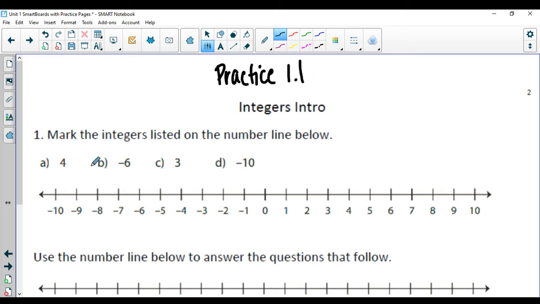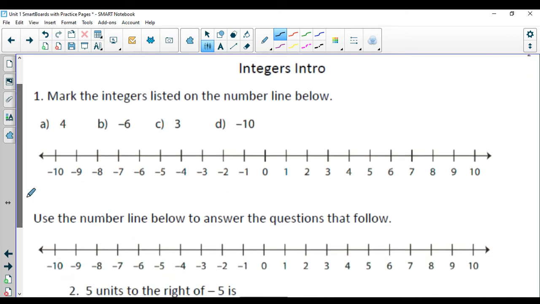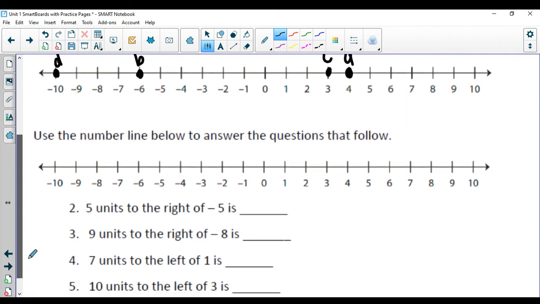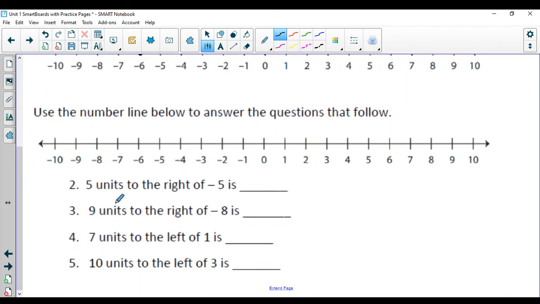But you have the ability to kind of look at my work and I'll talk through all of them for you. So the first one is just like what we did in the notes packet. We're going to go ahead and just mark all these different spots. So we have the letter A up here. B is down here at -6, C is up here at 3, and D is all the way down here at -10. Then you're going to use the number line below to answer the questions that follow.